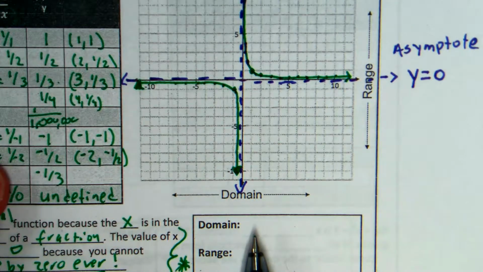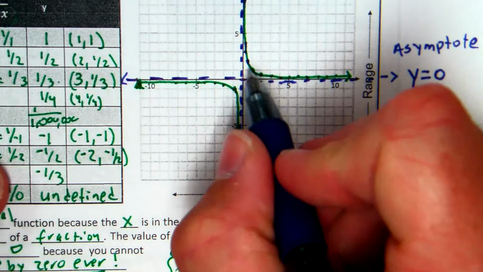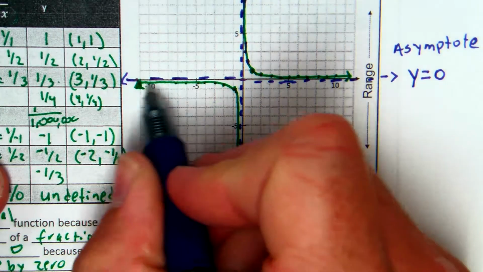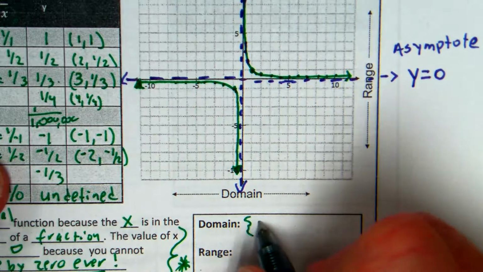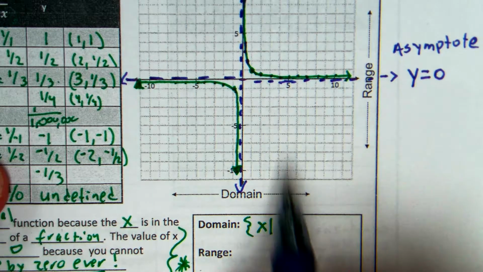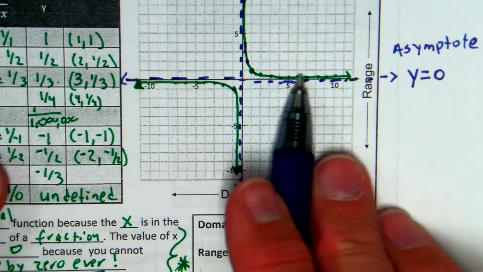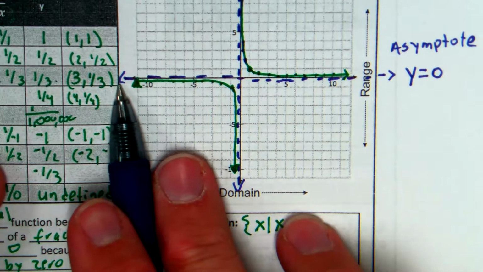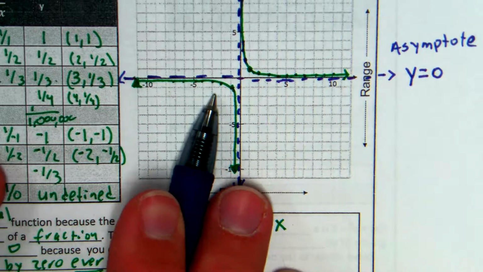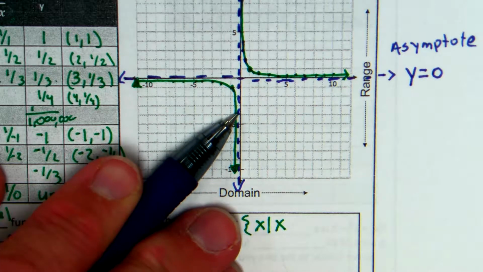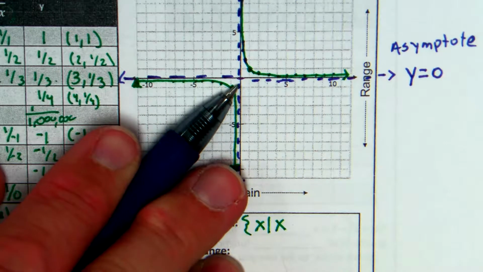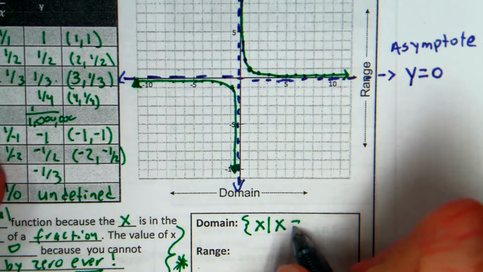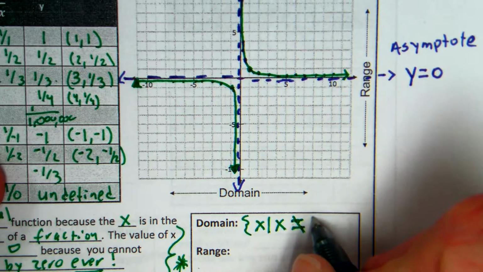The domain says, where does your graph go from left to right? Notice that this graph curves down and goes forever to the right, and the graph curves up and goes forever to the left. So x is any x as long as it goes where my line goes, forever to the right, forever to the left. The only place my line doesn't go, or my graph doesn't go, is right here at this vertical asymptote. My x will never be a 2. So I'm going to put all x's as long as x is not a 2.